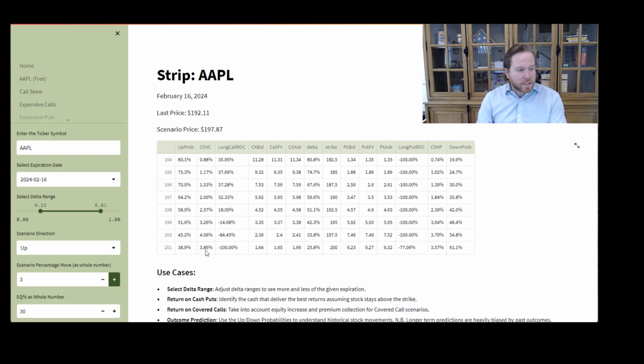Same with the long puts. However, if we start going in a scenario down, those puts start to make money. And obviously we can see some of these numbers explode with the whole convexity point about what options will do. If stock tanks and closes down $20 at 172, well, yeah, that 135 put that you bought at the 182 strike is going to be worth quite a bit more, 600% return on capital.